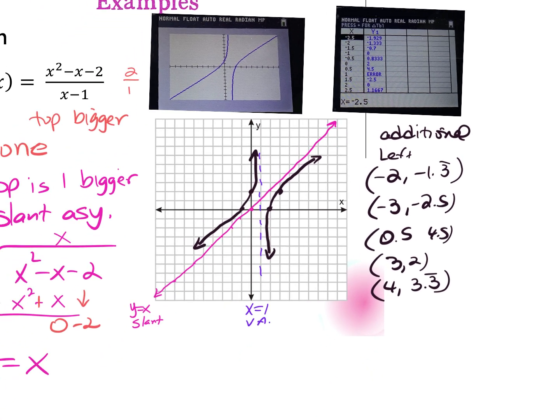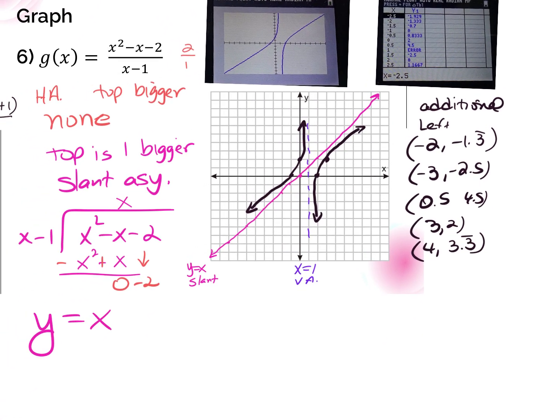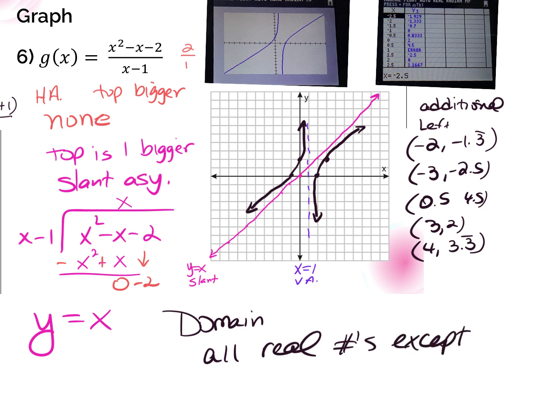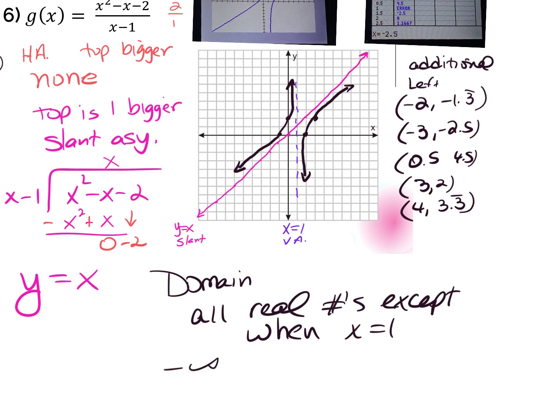The domain, again, is what would make the denominator equal 0. So the domain is going to be all real numbers except when x equals 1. And again, in interval notation, negative infinity to 1, union 1 to infinity.